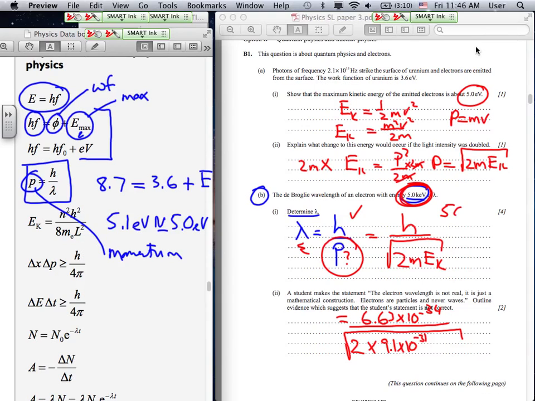So that's going to be 5,000 eV. And we want to put that in joules, so we have to multiply that by 1.6 times 10 to the negative 19. So I'm going to need to put that in. So it's going to be times 5,000, or 5 times 10 to the 3, times 1.6 times 10 to the negative 19. And I need to put that all into my calculator.